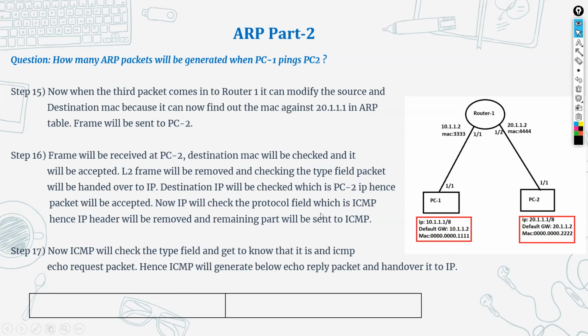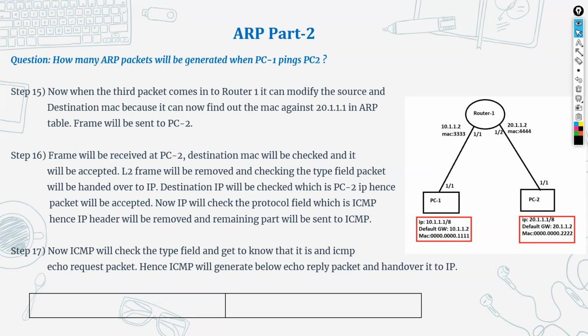So now PC2 received this information. The frame will be received at PC2, and the destination MAC will be checked, which is PC2's MAC obviously, and the frame is accepted. The layer 2 information, the source MAC and destination MAC, will be removed. Now ARPA is going to check the type field, which is the IPv4 type code, right? So this information will be sent to IP at layer 3. IP will check the destination IP. What is the destination IP? The destination IP is 20.1.1.1. That is why the packet will be accepted.